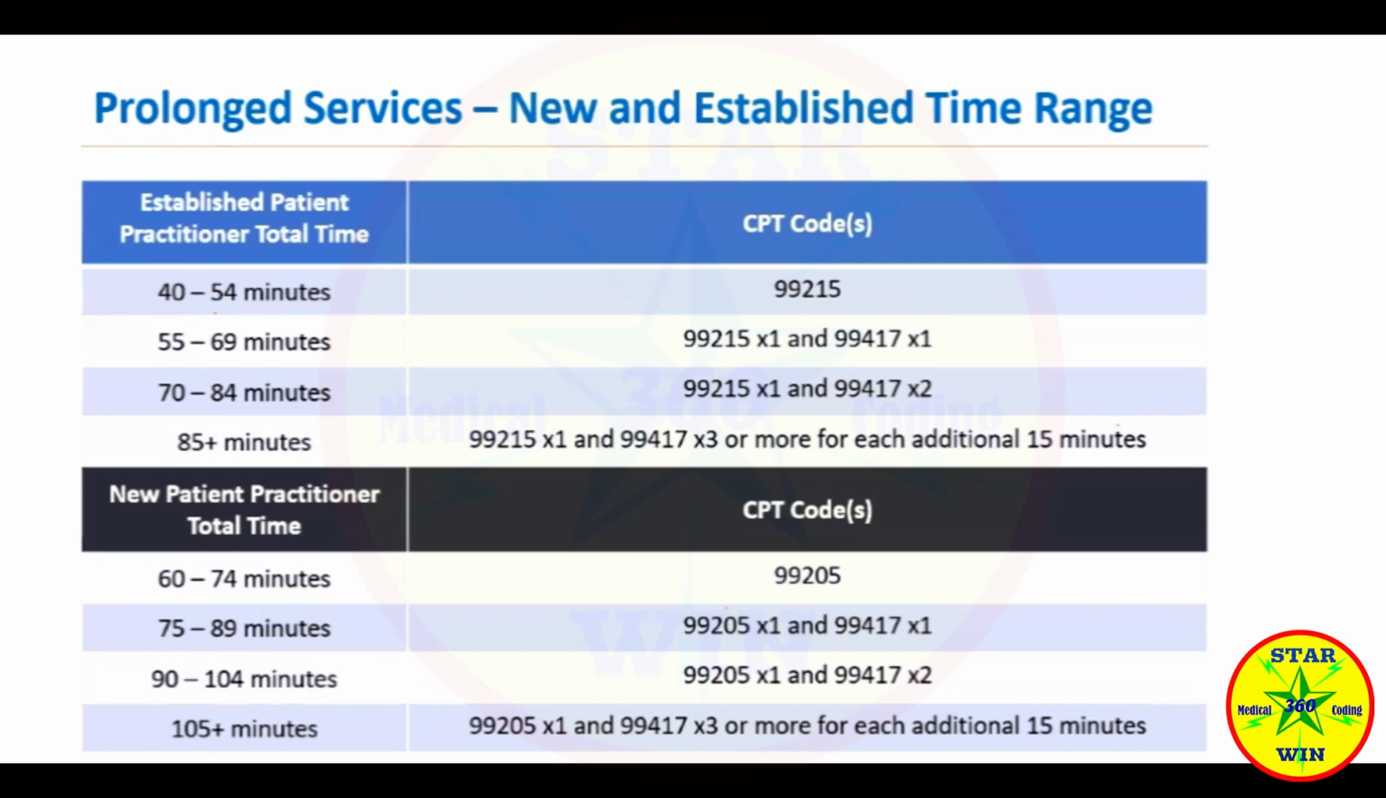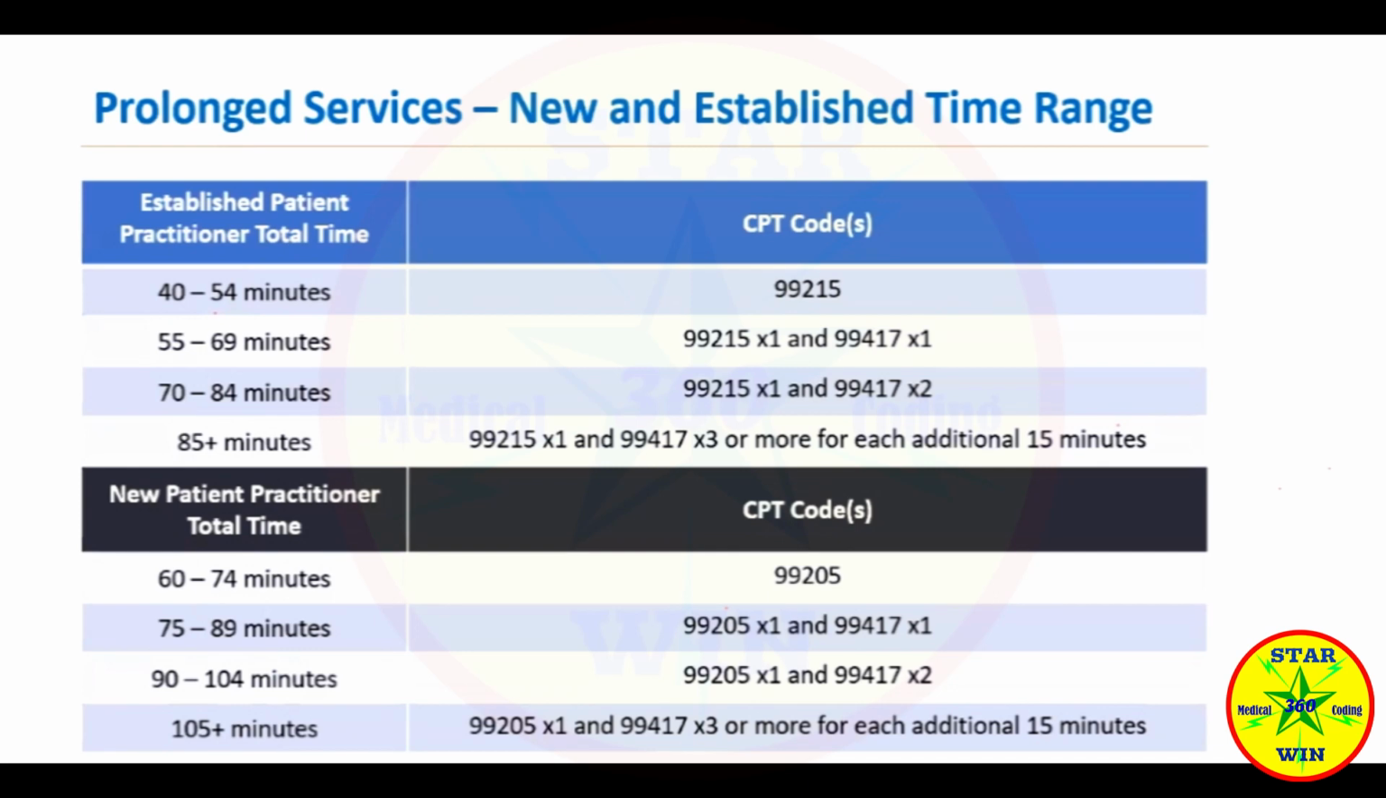If any time between 55 and 69 minutes is documented by the physician, then we can report 99215 in one unit and 99417 in one unit. From 70 to 84 minutes, we can report 99215 in one unit and 99417 in two units. So on and so forth, for each 15 minutes, we can report 99417 for as many 15-minute increments as documented by the physician.